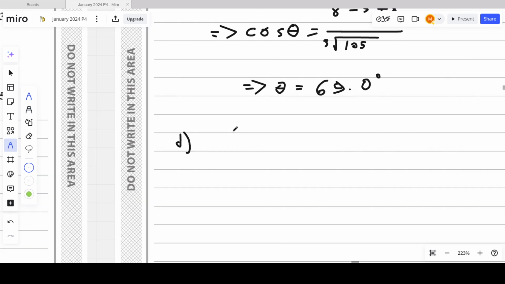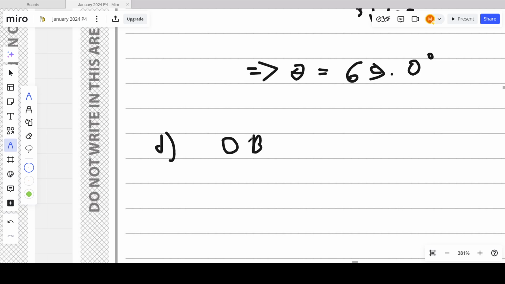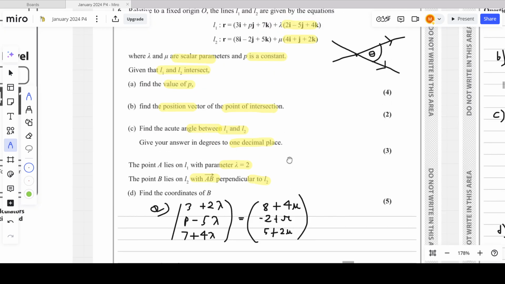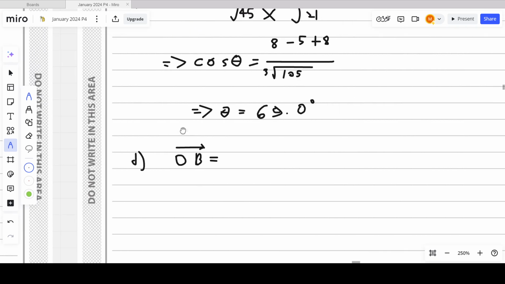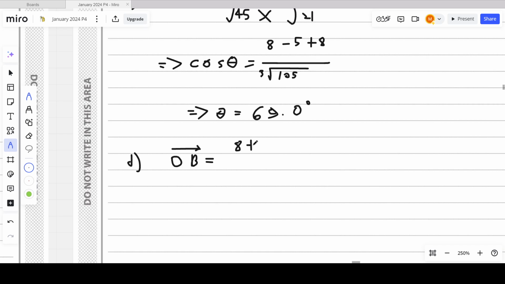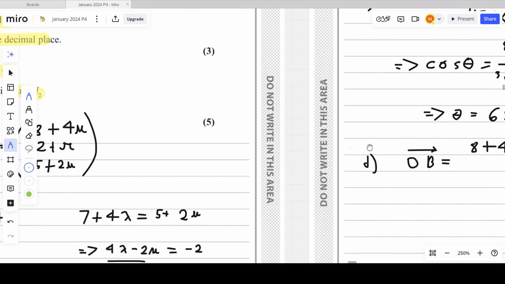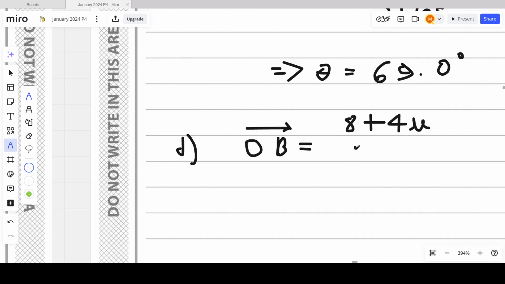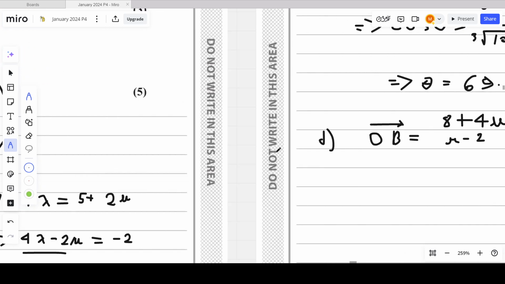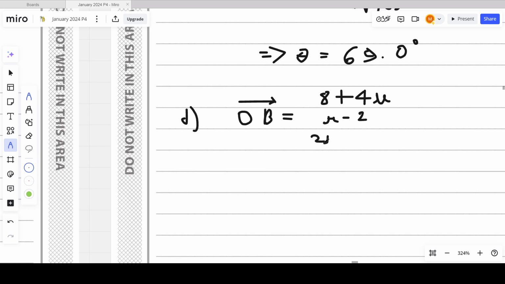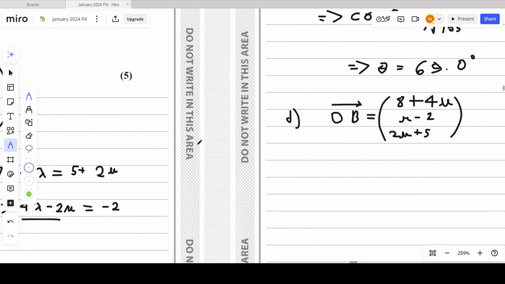Since point B lies on L2, we can write the position vector of point B from the equation of line L2. That is 8 plus 4 mu, since the scalar parameter is mu for line L2, then mu minus 2, and then 2 mu plus 5. Okay, so this is the position vector for point B.